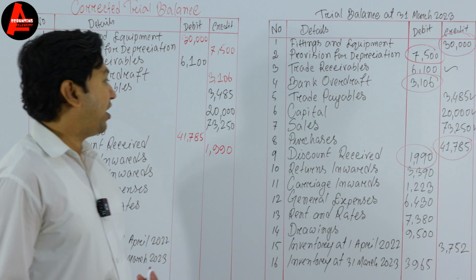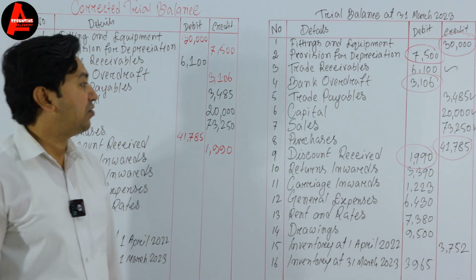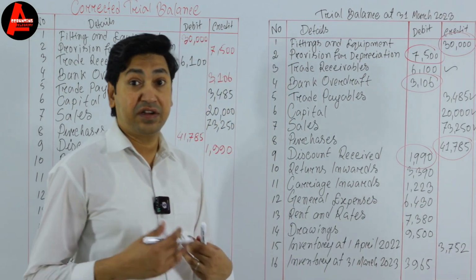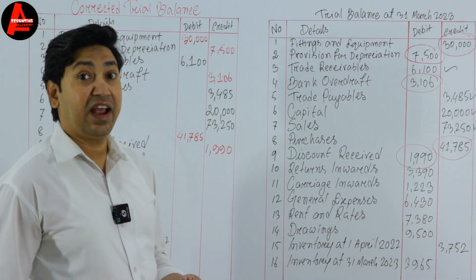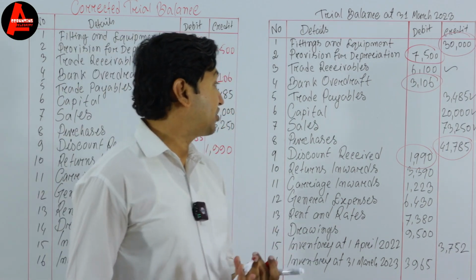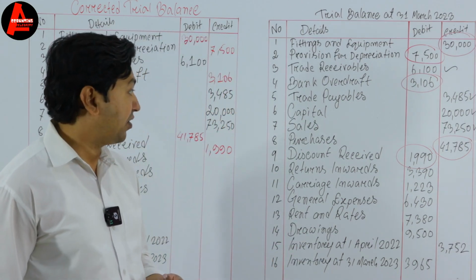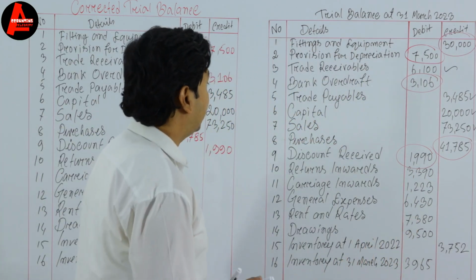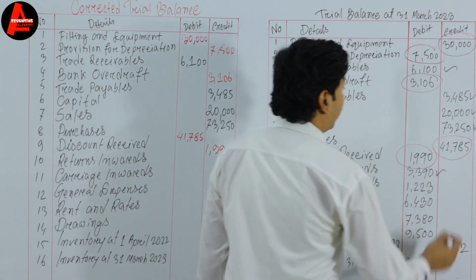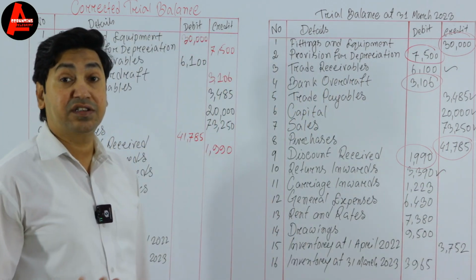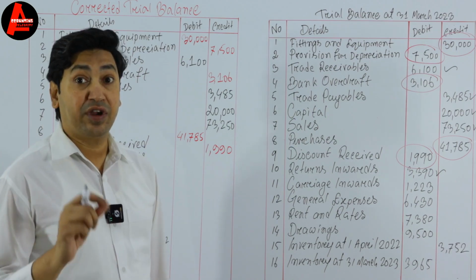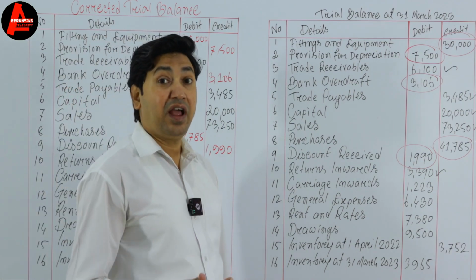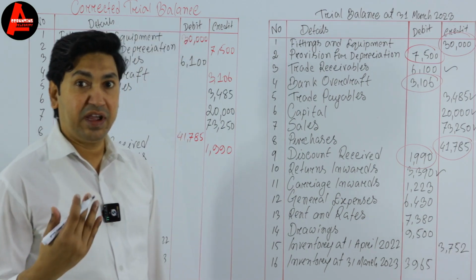$1,990. Okay. Trade. Then number 10 here, returns inwards. It is $3,390. What are return inwards? So it is a sales return. Okay. So sales return will be debited. Okay. So here also it is written on the debit column. So this amount is correct. But if you see on the question returns outwards, you have to credit this item. Once again, returns inwards will be debited and returns outwards will be credited.